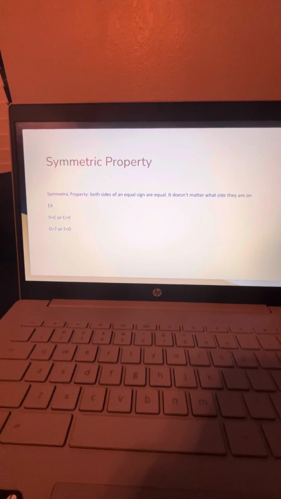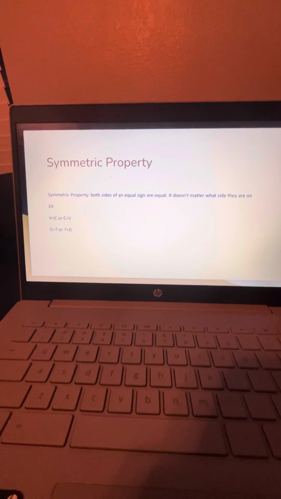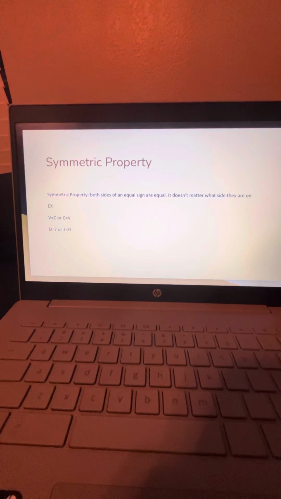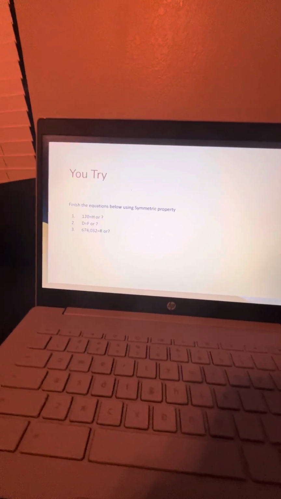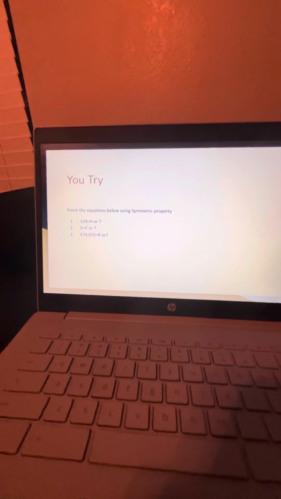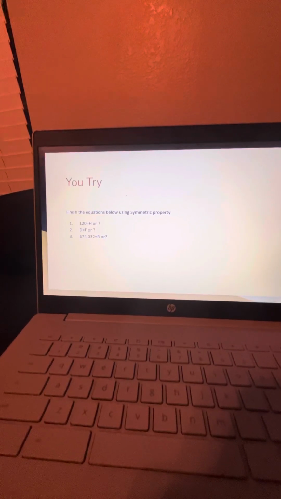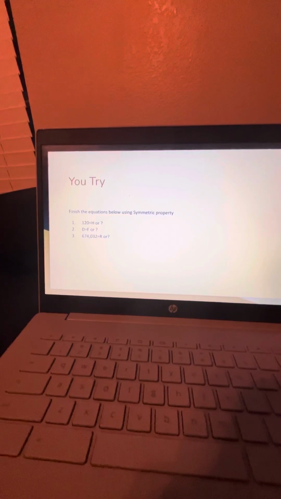And you can use this with a single number, because 7 can never equal 9. So D equals 7 or 7 equals D. All right, so now we're going to go to y'all. Go ahead and write these down, and then we'll do it together.